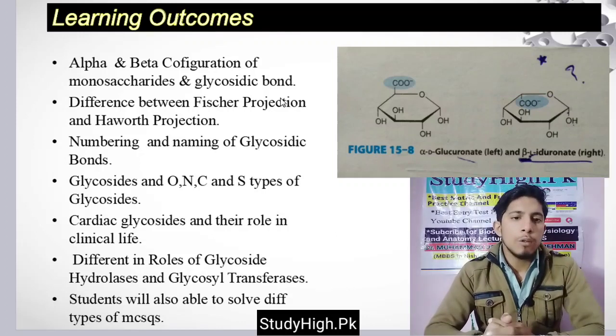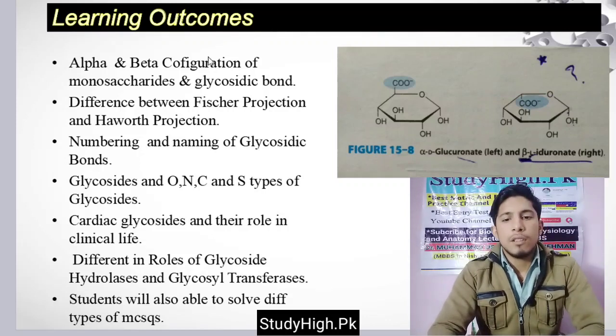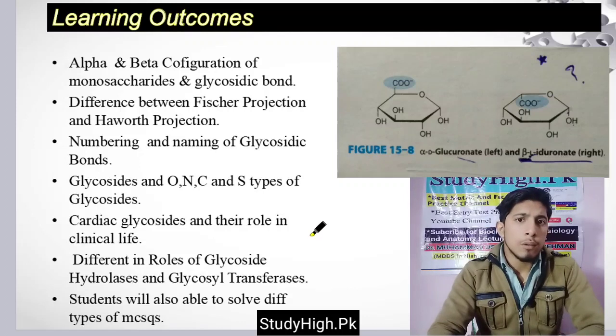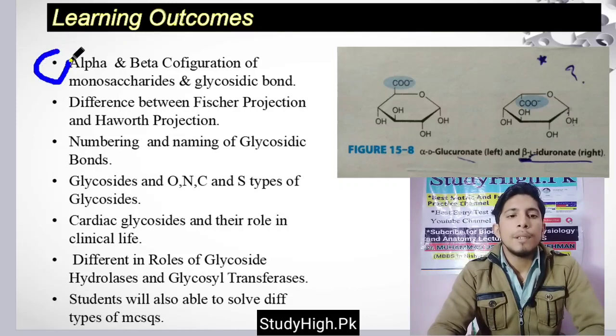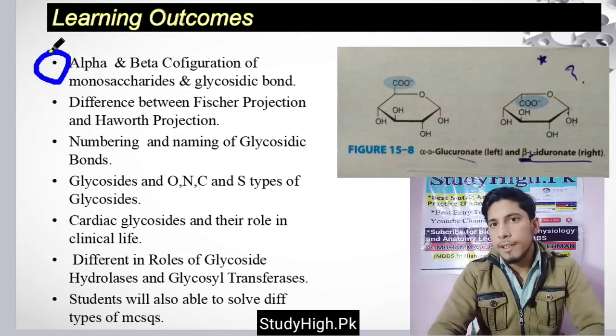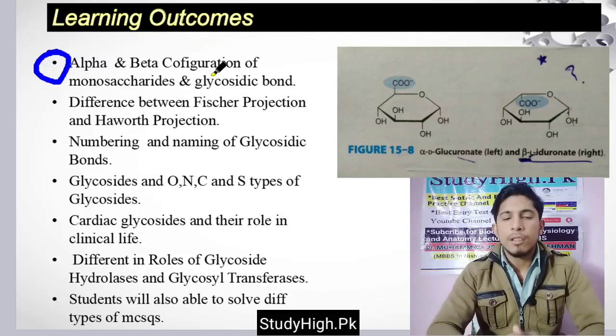First, I want to tell you the learning outcomes of this lecture. After completion of this lecture, what are the important concepts you will come to know? First of all, the most important thing we are going to discuss is the alpha and beta configuration of monosaccharides and glycosidic bonds. These are two very important concepts.